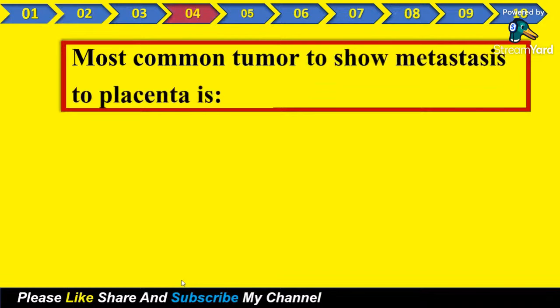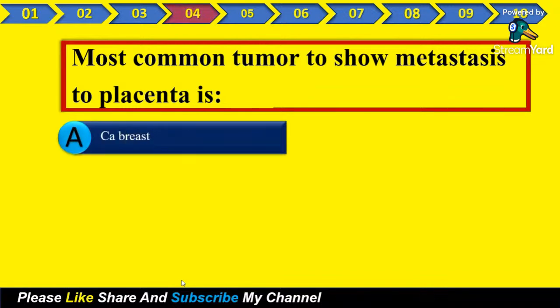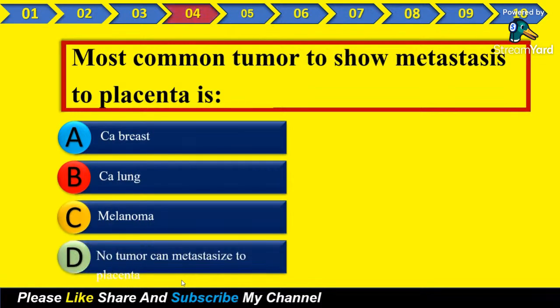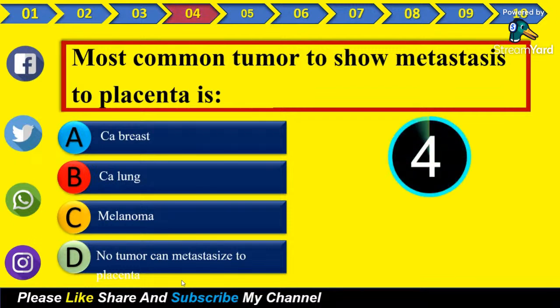Most common tumor to show metastasis to placenta. Metastasis to placenta is a rare event. It rarely occurs. So let us look at the options. A. CA breast. B. CA lung. C. Melanoma. D. No tumor can metastasize to placenta. In fact, some tumors may metastasize to placenta, and the most common among them is melanoma. So the correct answer here is C.